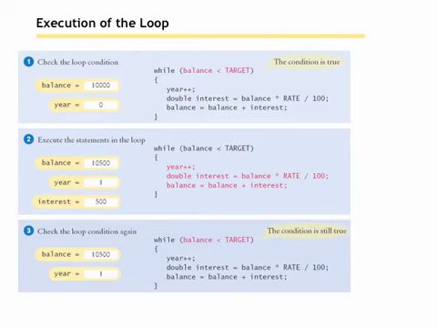We go back up and check the loop control condition again. 10,500 is still less than target, which is 20,000. So we would enter the loop and add 1 to year and calculate the interest and add the interest to the balance, and so on.